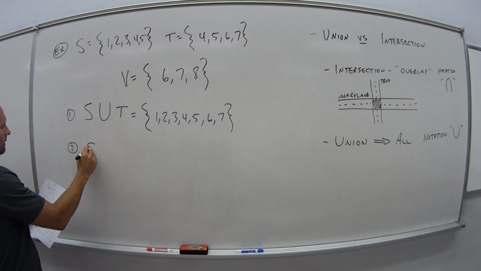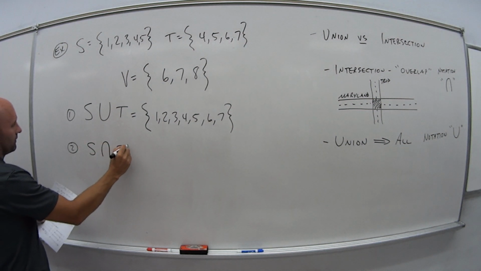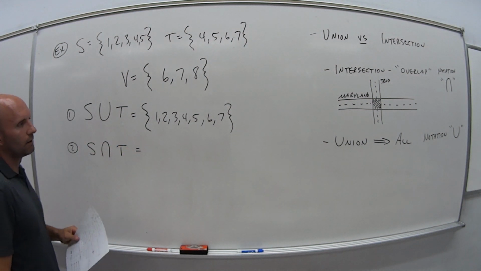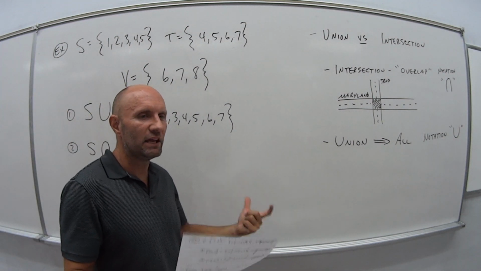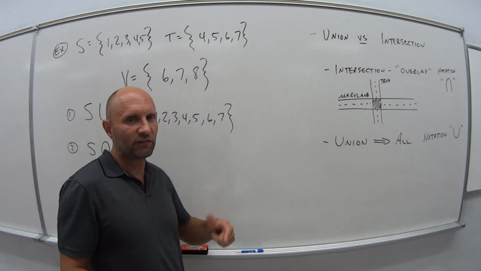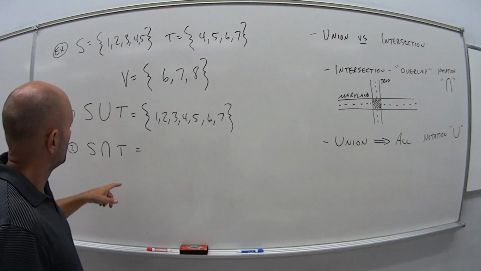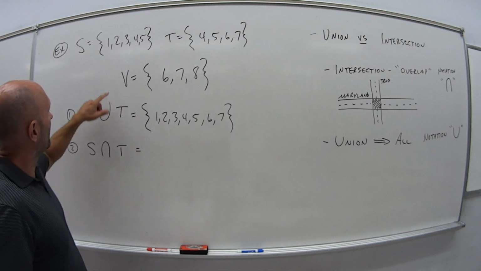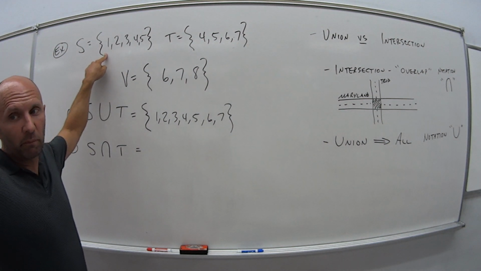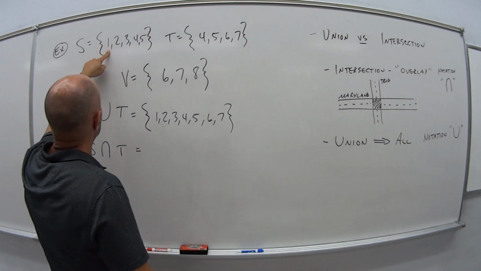Number 2 is S intersect T. So this means what? It means the overlap. It means what numbers in each of these sets are the same in both. So again, if you want to hit pause and come on back, if you did that, we're just going to be doing comparison.